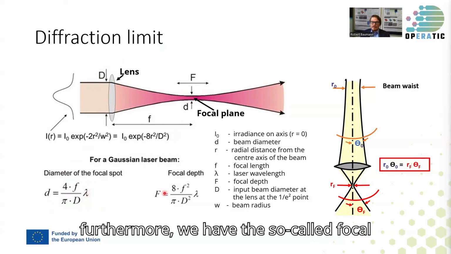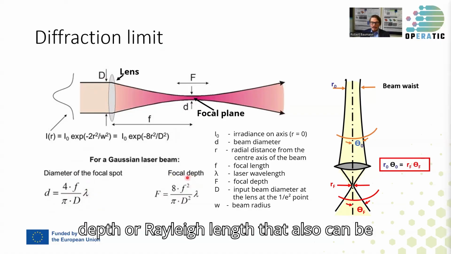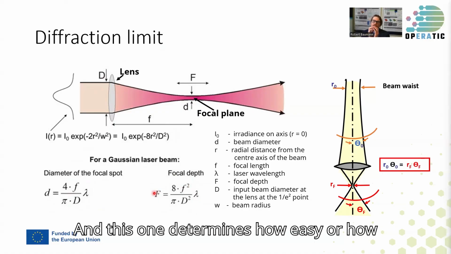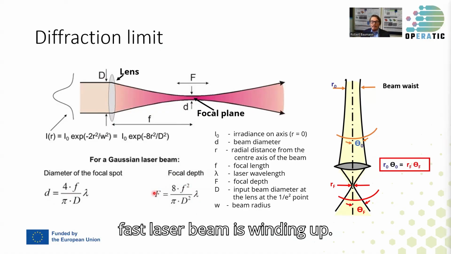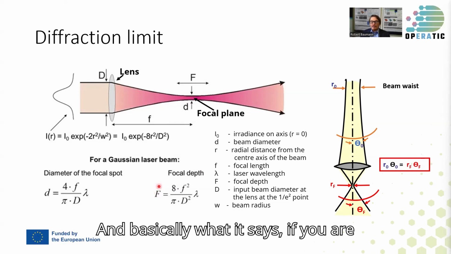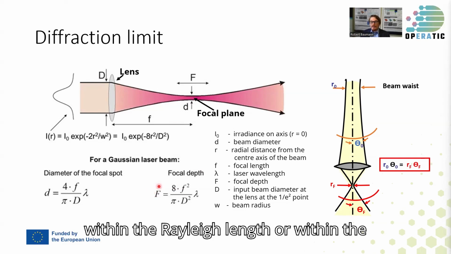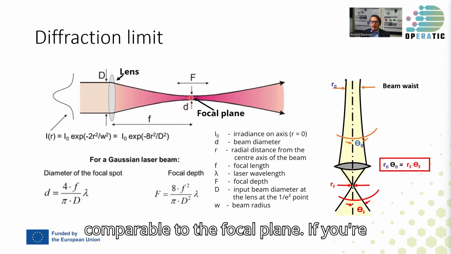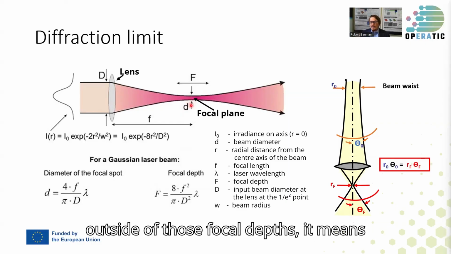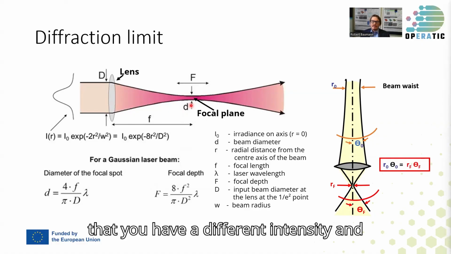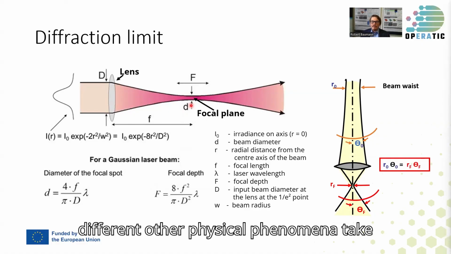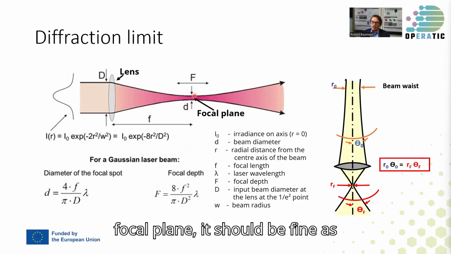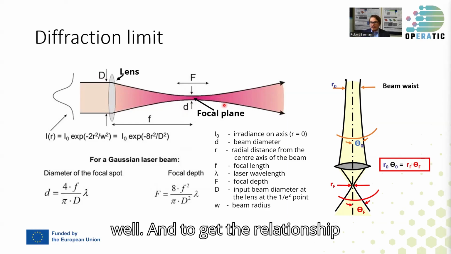Furthermore, we have the so-called focal depth or Rayleigh length, which can also be calculated using this equation over here. This one determines how easily or how fast the laser beam is widening up. Basically, if you are within the Rayleigh length or within the focal depth, all the different kinds of processes are even and comparable to the focal plane. If you're outside of those focal depths, it means that you have a different intensity and other physical phenomena take place. Therefore, you have to take extra caution. But if you work within the focal plane, it should be fine as well.